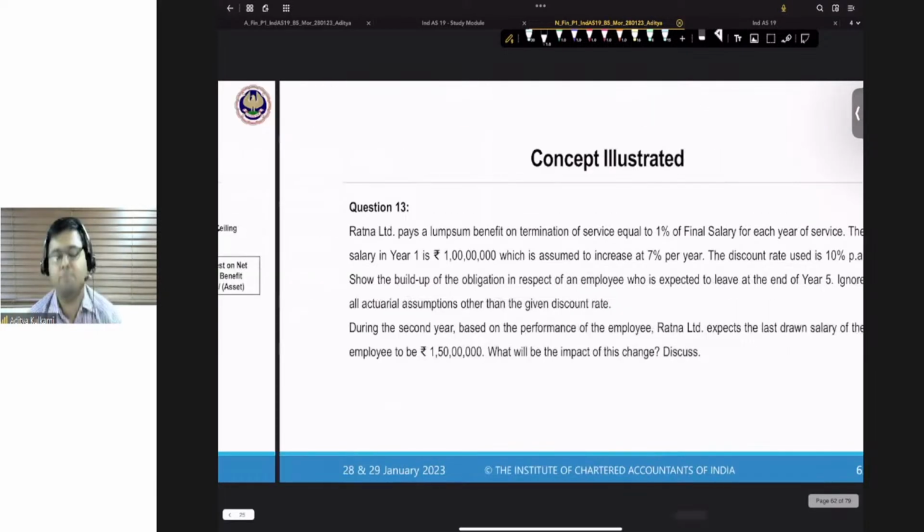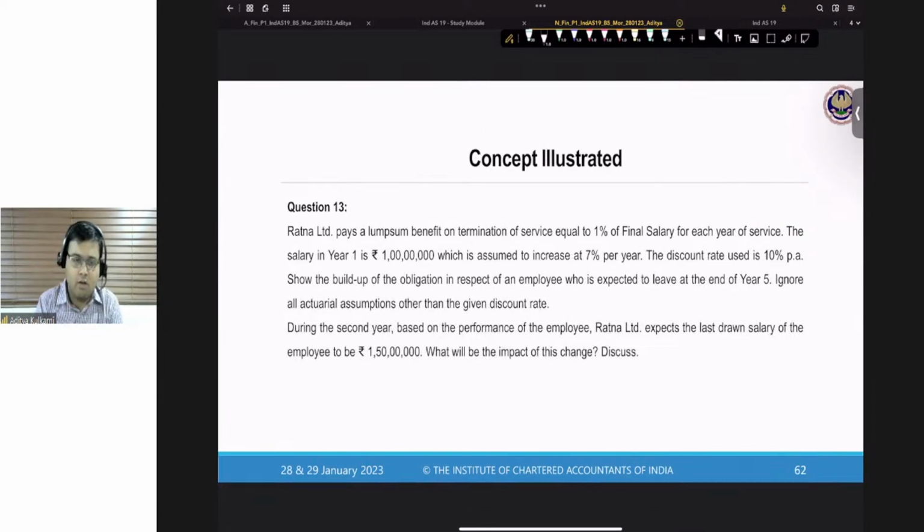So now we just pull up the last question of Ratna Limited. It's the same question that we had seen earlier. Pays a lump sum benefit on termination of service. The salary is 1 crore, assumed to increase at 7%. Discount rate used is 10%. Show the buildup of the obligation. During the second year, the last drawn salary of the employee is expected to be 1 crore 50 lakhs. What will be the impact of this change?